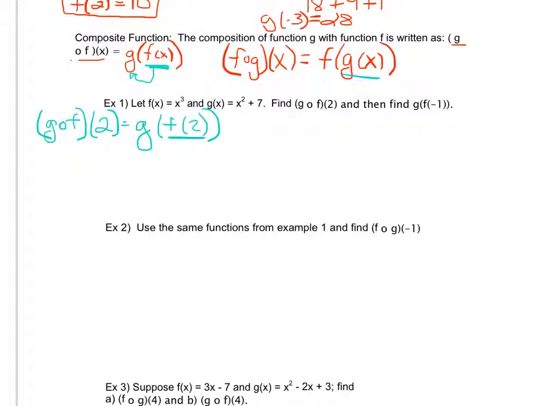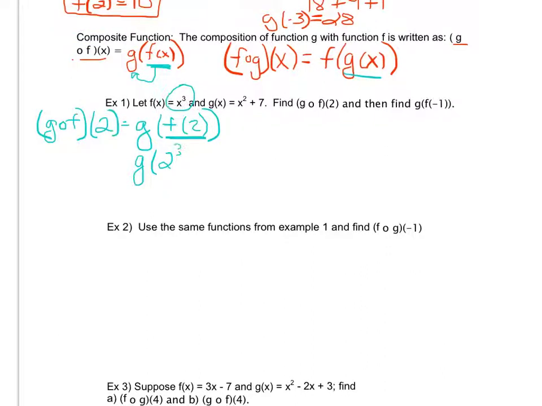So order of operations tells me to first find f of 2. Well, as we saw up above, that means take 2 and put it in for x. Well, since f is x cubed, I'm going to put 2 in for the x, and I'm going to now have g of 2 cubed. Well, with math, we always do anything we can. I know 2 cubed is 8, so that's going to give me g of 8.